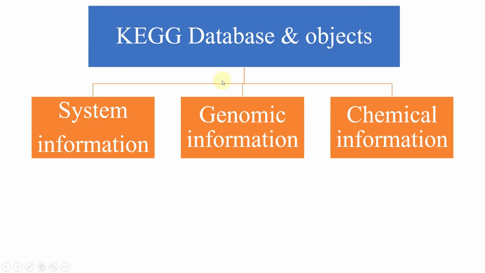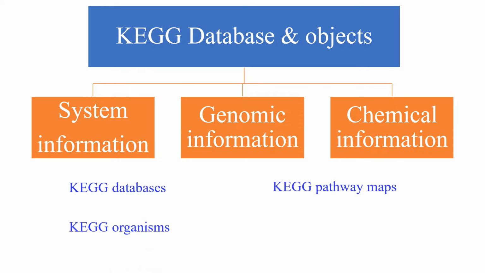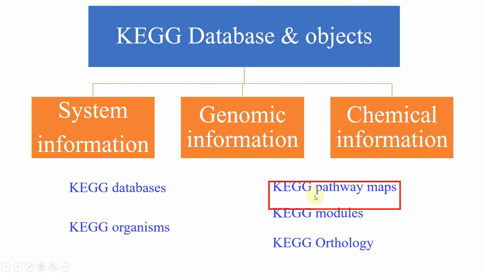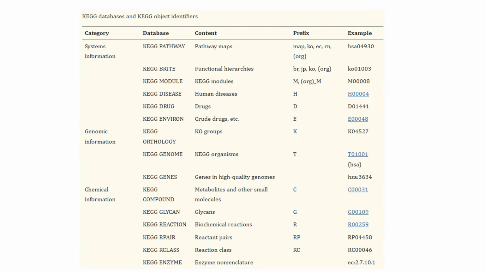and all of the information in the KEGG database is divided into three major categories: system information, genomic information, and chemical information. All the KEGG databases can be divided into different components like KEGG databases, KEGG organisms, KEGG pathway maps, KEGG modules, and KEGG orthology. But out of all these components, we mostly come across the KEGG pathway maps. Here you can see the KEGG databases and the KEGG object identifiers, in which all the system information, genomic information, and chemical information is brought about through different databases.